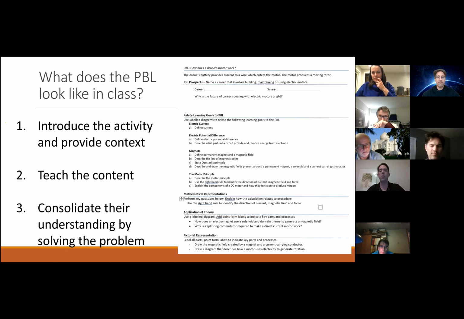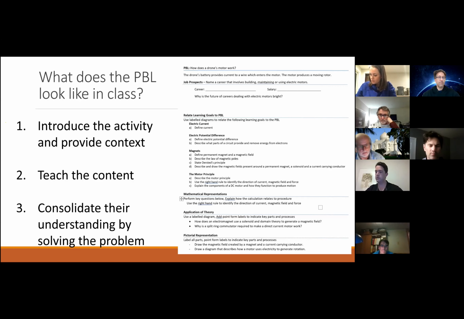Then I teach the content like I normally would. So we'll talk about current, voltage, magnets, motor principle, whatever demonstrations, activities, or small group work I would normally do. So I generally use a PBL for context, teach however I normally would, and then at the end, it provides a consolidation of their understanding by solving the problem. We bring it back to drones.